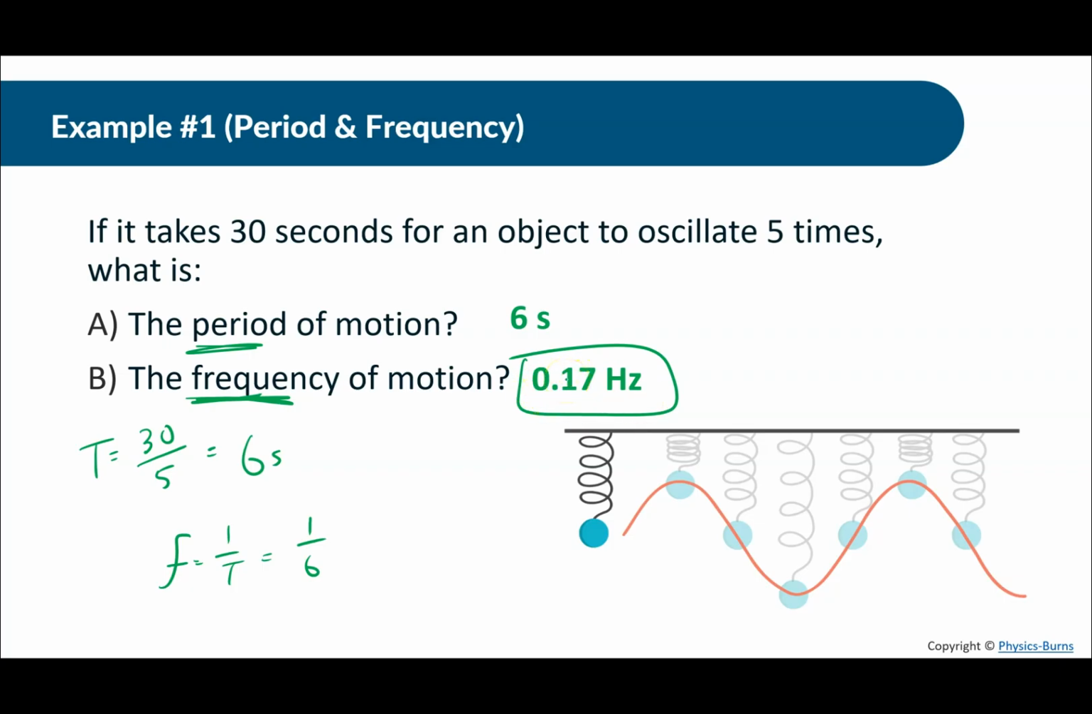0.17. So this one isn't going very fast, but sometimes things oscillate very quickly. So maybe it can oscillate 500 times in 1 second. This one didn't even oscillate one time in 1 second. It oscillated 0.17 times. Okay, I hope that makes sense. I'm going to keep talking about this later on.